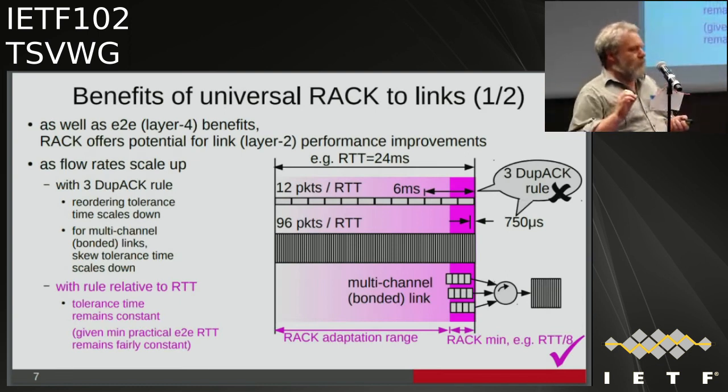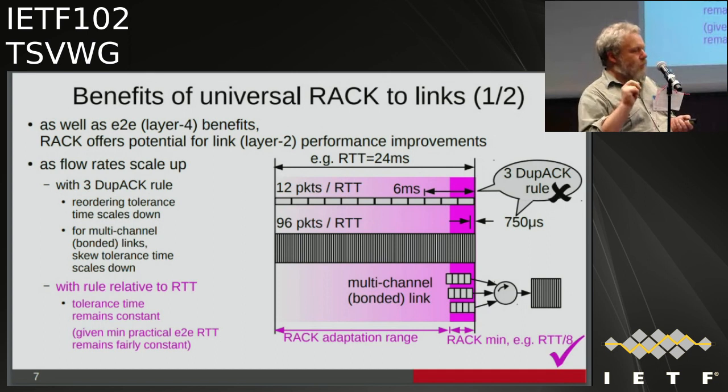So what are the benefits of RACK to links? And that's why we're saying this is a must for L4S, because it turns out there are benefits for the applications and the end systems. Right, so as well as the benefits at layer 4, which are already articulated in the RACK draft, it gives you performance improvements at the link layer.